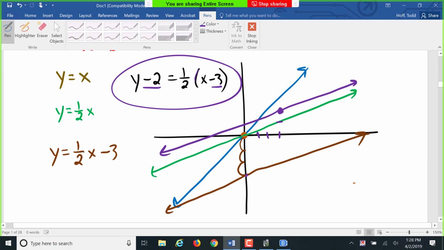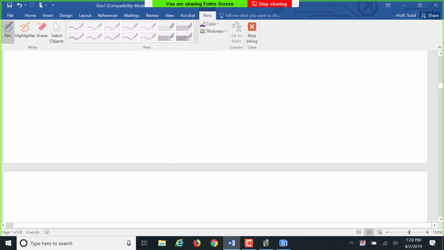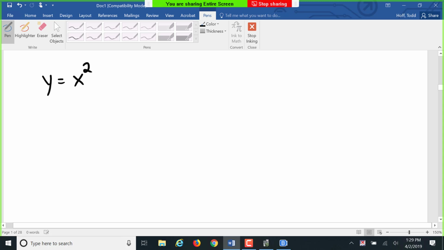In this next piece, what we're going to look at is how do those shifts and rotations affect other functions that are not lines. So let's look at some other common functions. One of them is going to take this form: y equals x squared. We know that takes what shape on the graph? A parabola.